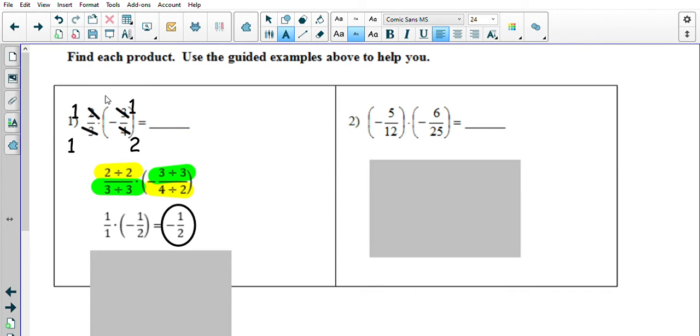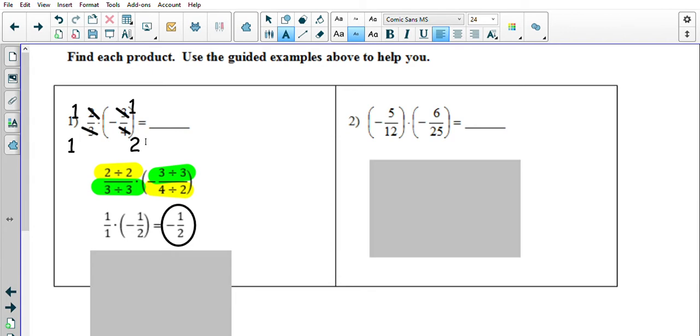But either way works. Again, when I was back in school, we didn't actually physically write out 2 divided by 2 and 4 divided by 2 like I did here. We would just cross them out and say, okay, I know 2 divided by 2 is 1, 4 divided by 2 is 2, and just put those numbers next to it. And if you're okay with that, that's fine too. I'll show you that on a couple of problems just so you can see some practice using that method as well. Number 2, we have negative 5/12 times negative 6/25.